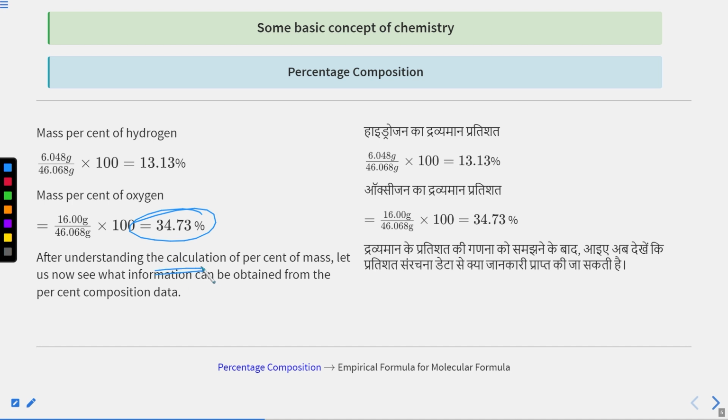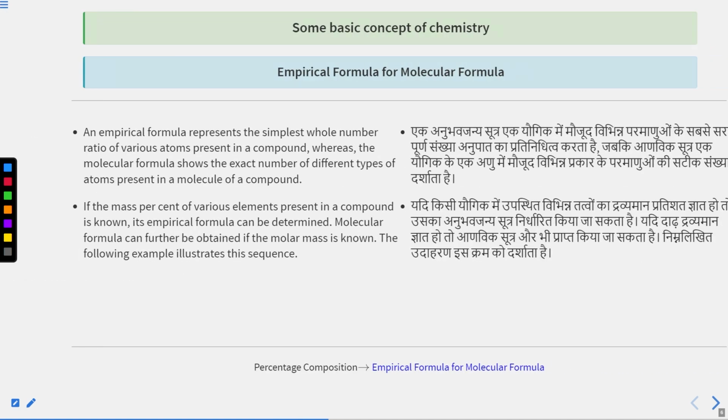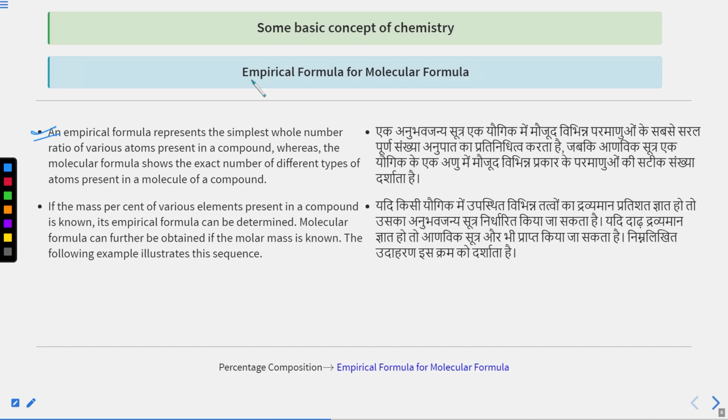After understanding the calculation of mass percentage, let us now see what information can be obtained from the percentage composition data. If we have the percentage composition data, we can calculate the empirical formula and then molecular formula. So let's understand this. What is this empirical formula? Empirical formula is nothing but the simplest formula.